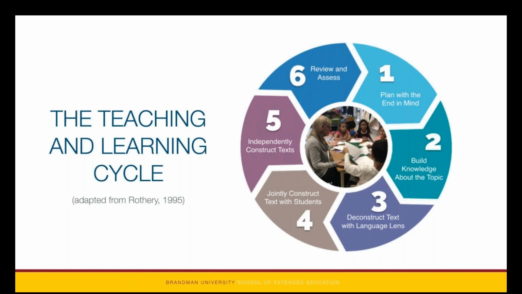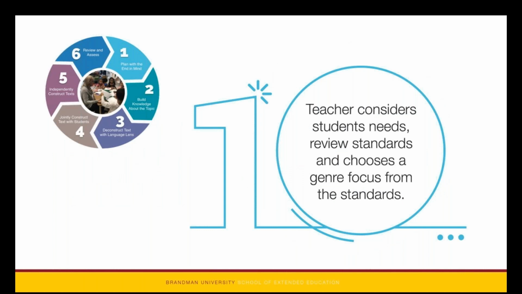This framework has multiple steps that you can see on the screen from 1 to 6. And it gradually prepares students for writing in the disciplines. I'm going to take the time and explain each step at a time. The first one is planning with the end in mind.